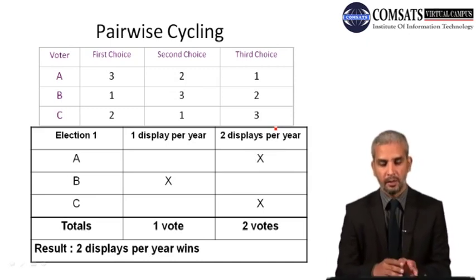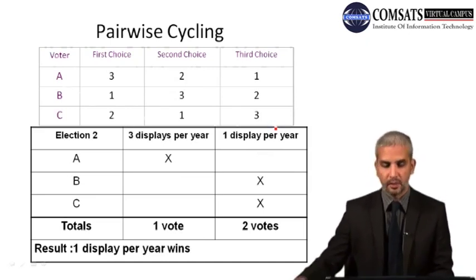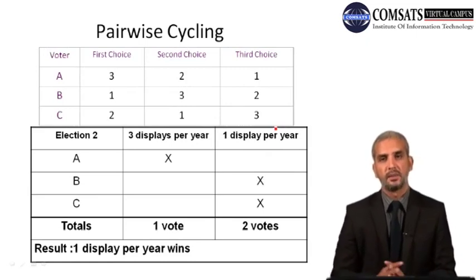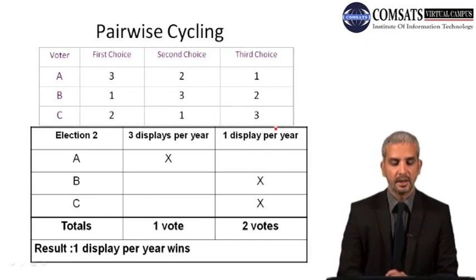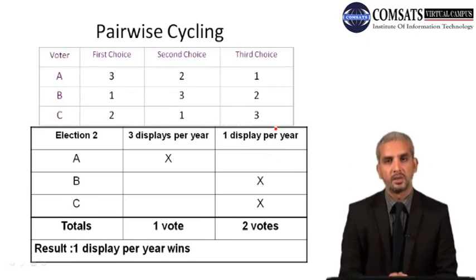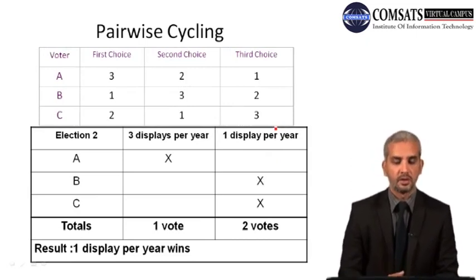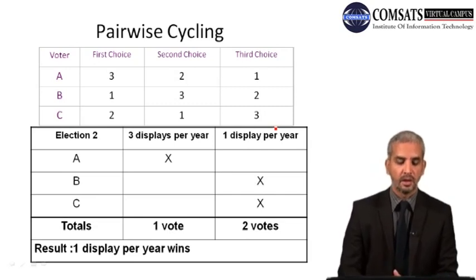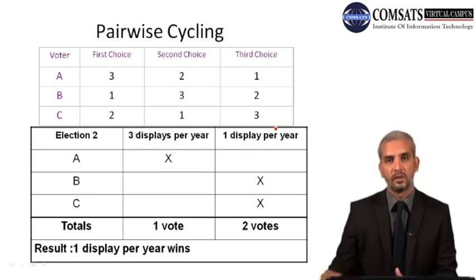Now when we change the pair to 3 displays per year and 1 display per year, A would choose 3 displays per year because that was his first choice, as against 1 display per year. B would choose 1 display per year because that was his first choice, and C would choose 1 display per year because that was his second choice. So in this scenario, 1 display per year would win.